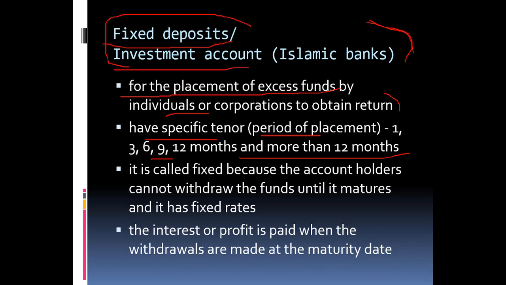And it is called a fixed deposit because the account holder cannot withdraw the funds until it matures, and it has a fixed rate, and the interest or profit is paid when the withdrawal is made at the maturity date. So when we refer to an investment account or investment money, we cannot withdraw our money before the maturity date, and we can deposit our money for the long term or short term based on the specific tenure or period of placement, like lower than 1 year or within 1 to 12 months.